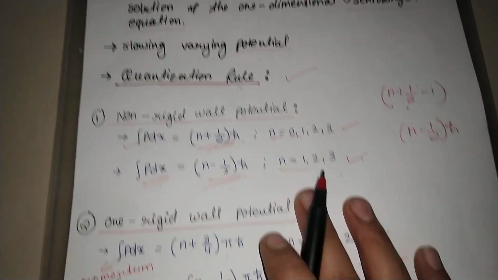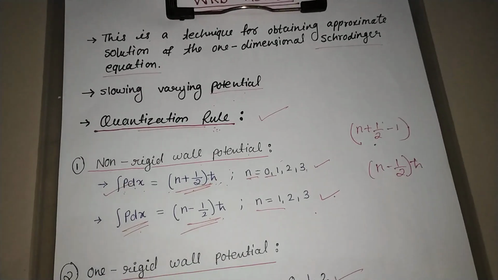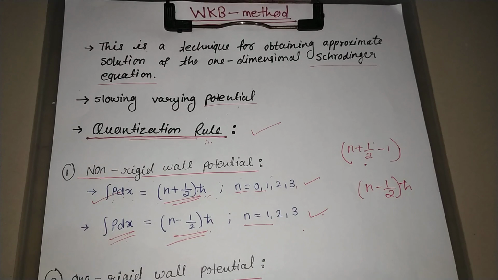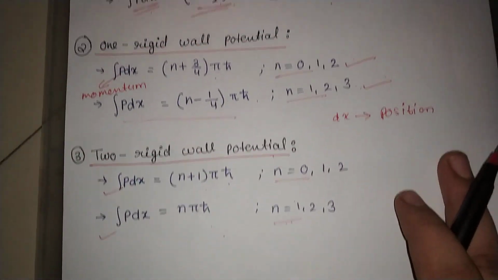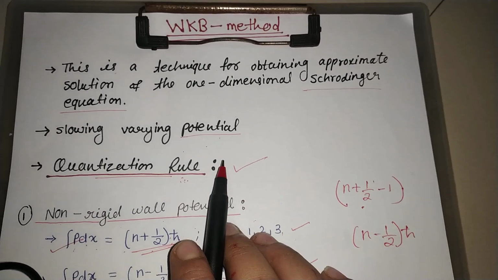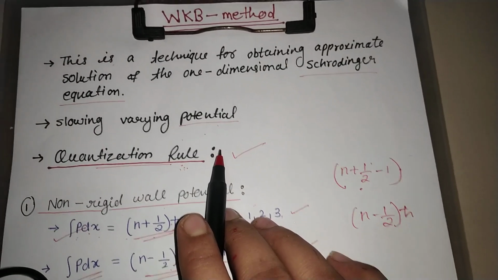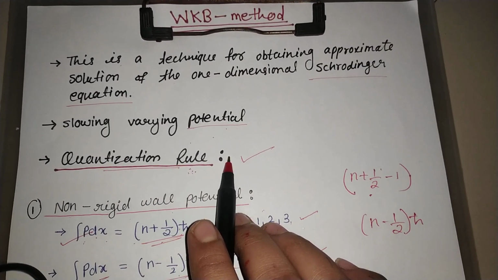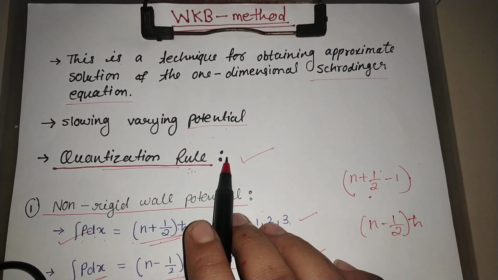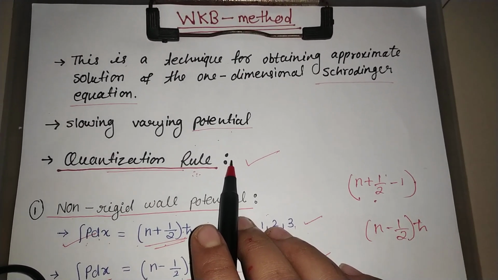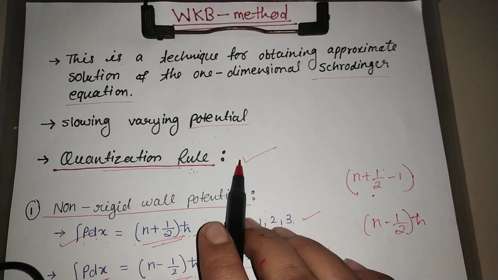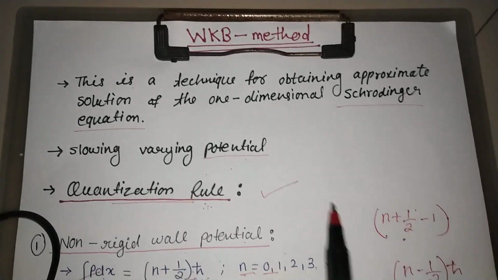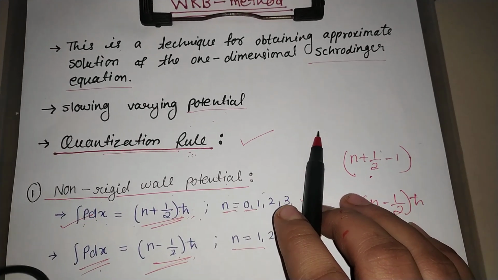Clear? Okay. So here I have done with the rules that you need to solve the WKB method by the traditional method. In this video, I explained which rules you have to use to solve the WKB approximation method. And in my next video, I will explain how and where to use these rules to solve the WKB approximation method by the traditional method.